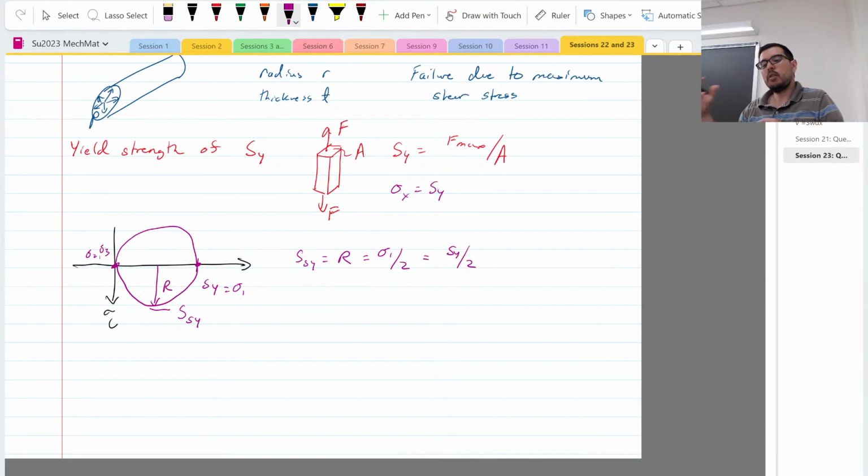So to go from a tensile test that tells you the yield strength to understand what the shear strength is, SSY, we look at the Mohr circle here. And Sy is going to be PR over T. Okay, so now the other thing though, sigma H, this is the hoop stress.